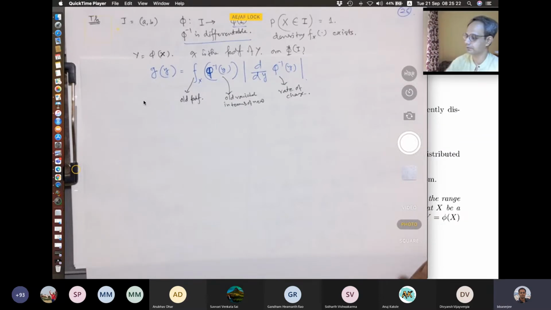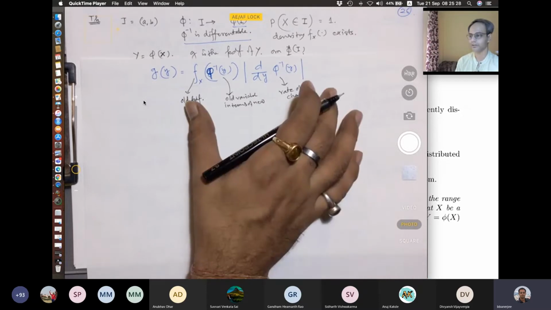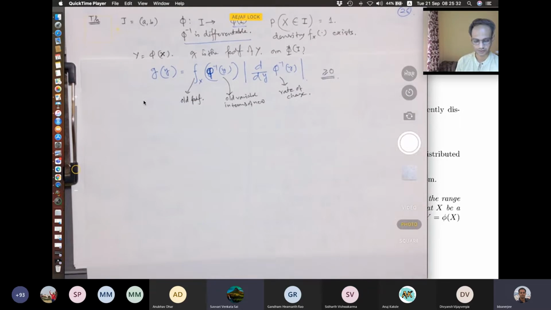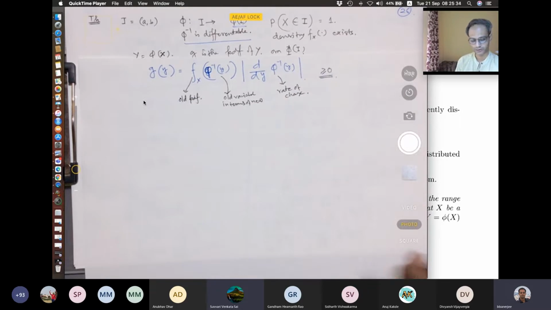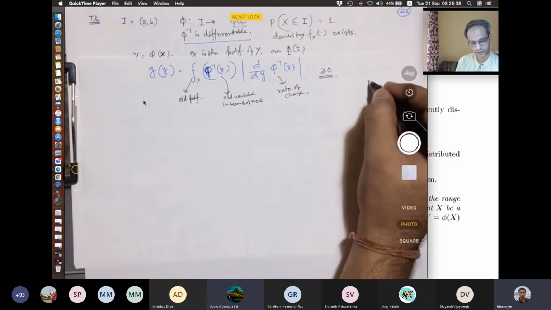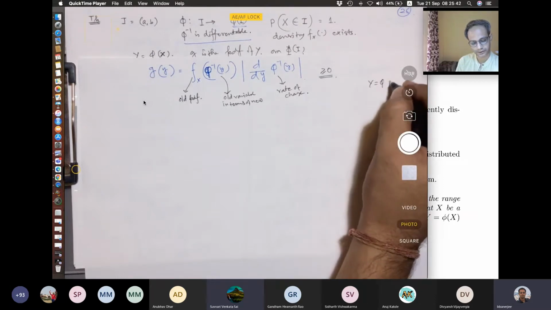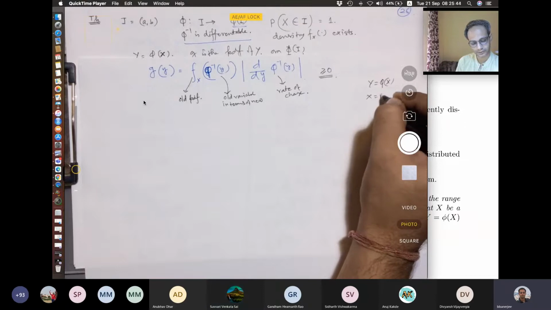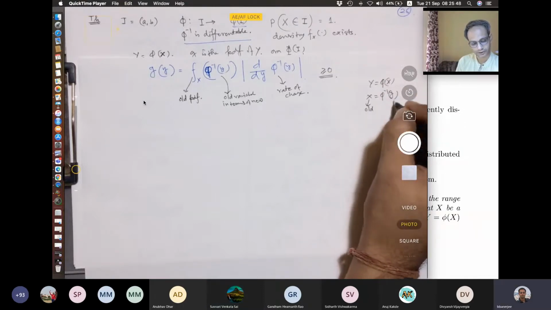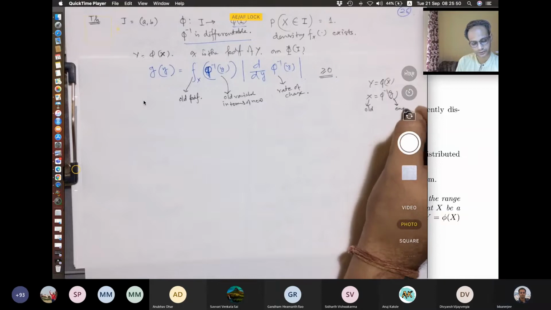Here, as it is a probability density function, it has to be non-negative. Sir, what do you mean by old variable in terms of new? Old variable means x. So X, yes, sir. y equals phi of x, x equals phi inverse of y. So this x is old, and this y is new.